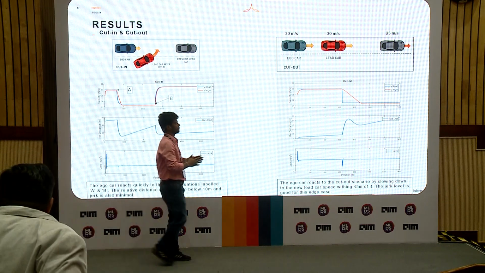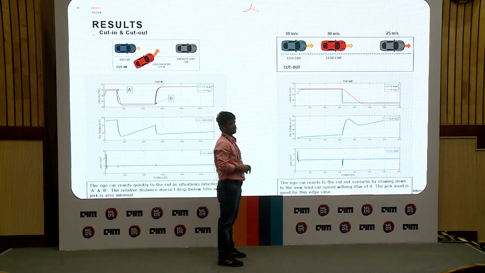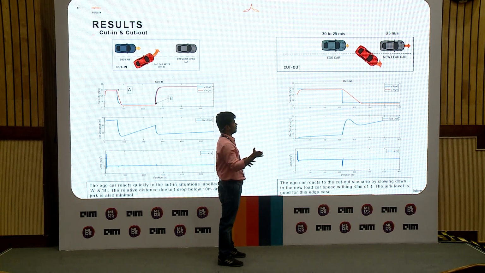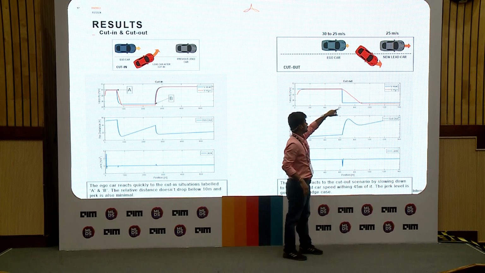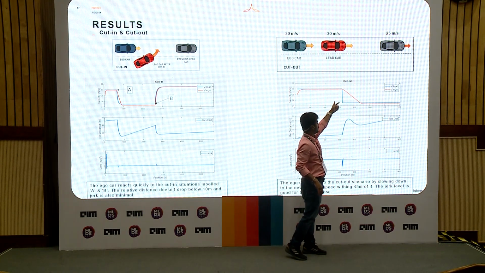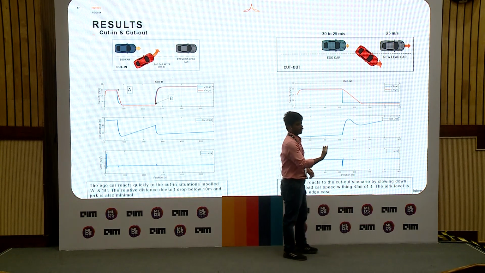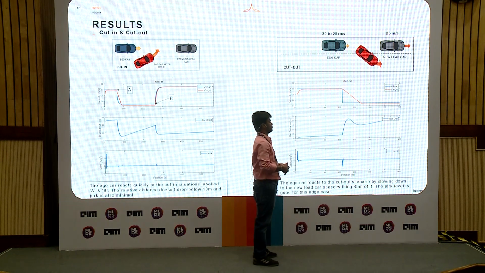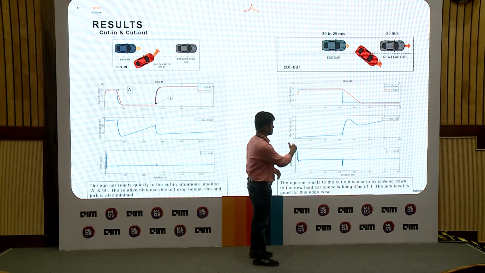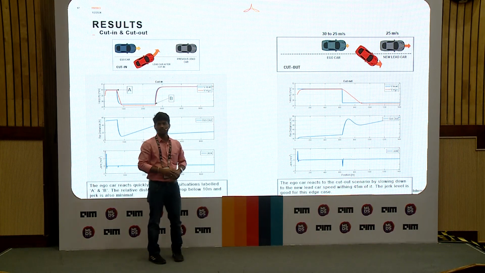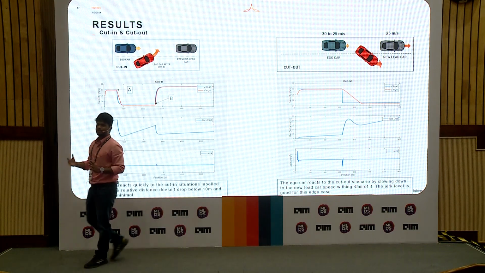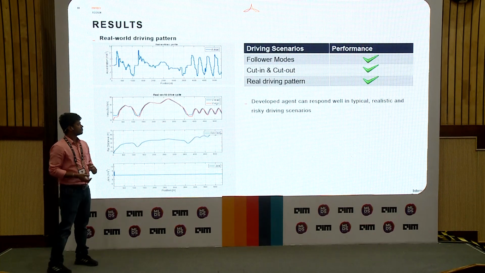Next is cut-out. You have a lead car and then it moves out of the lane and a new car comes in at lower velocity. If you see, the velocity suddenly decreased because of the new lead car coming into place, and then the ego car tries to adapt its velocity and ensures safety, and the jerk levels are also very minimal, less than the criteria.